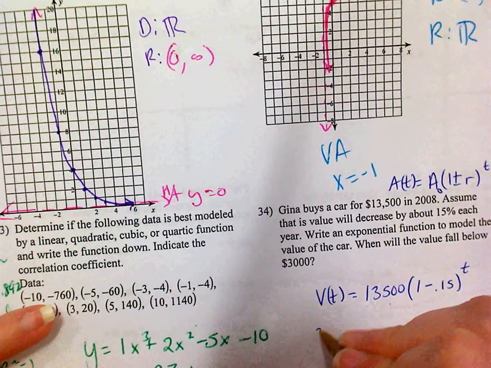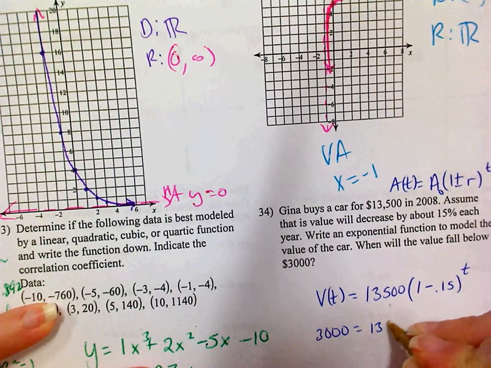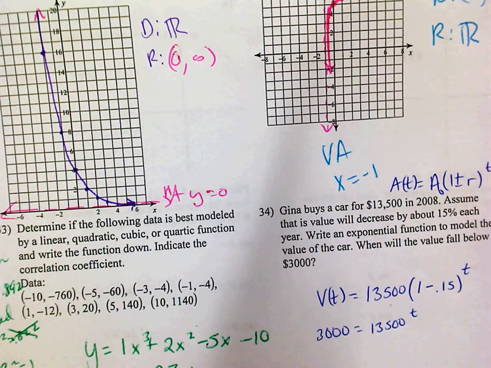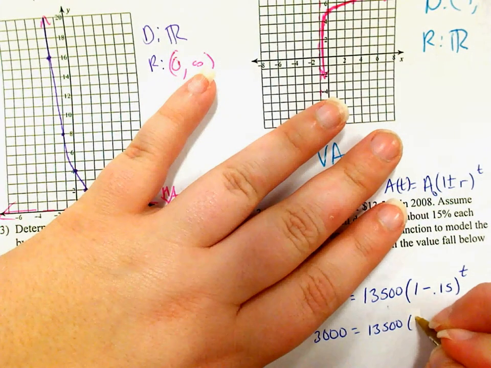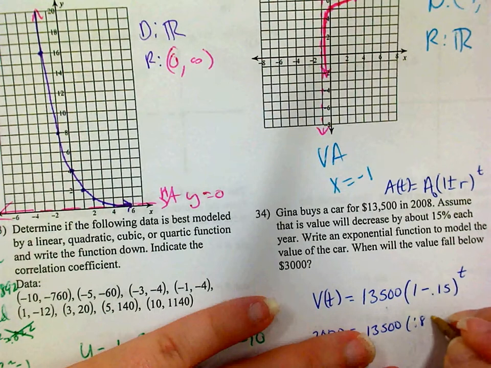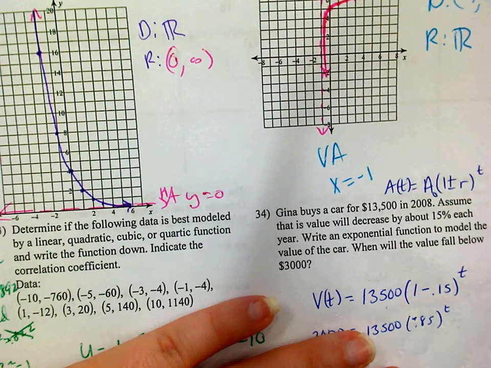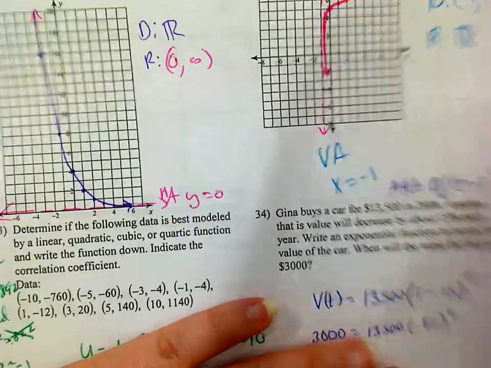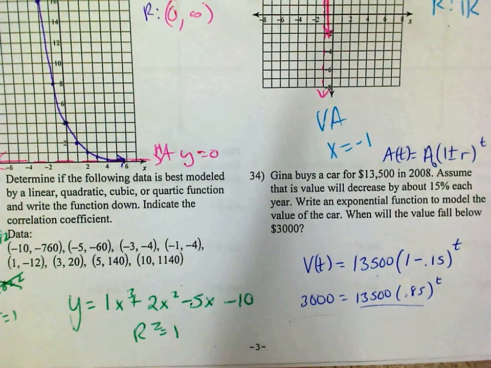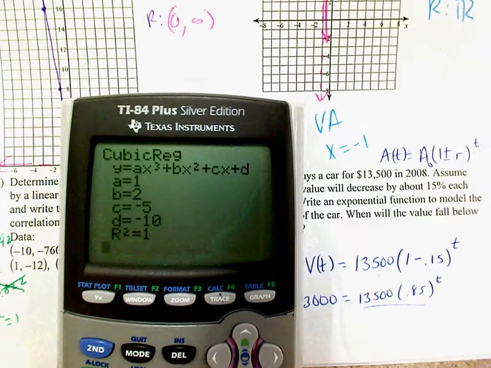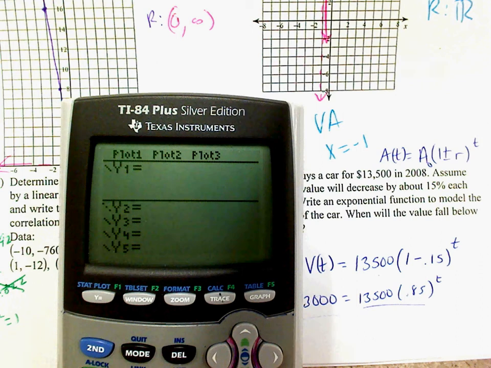There's a couple different ways to solve this. You could graph 1 minus 0.15, which is 0.85. So you could graph this as y1 and 3,000 as y2, and see where they intersect. It's always an option. $13,500 times 0.85 raised to the x, and then 3,000.